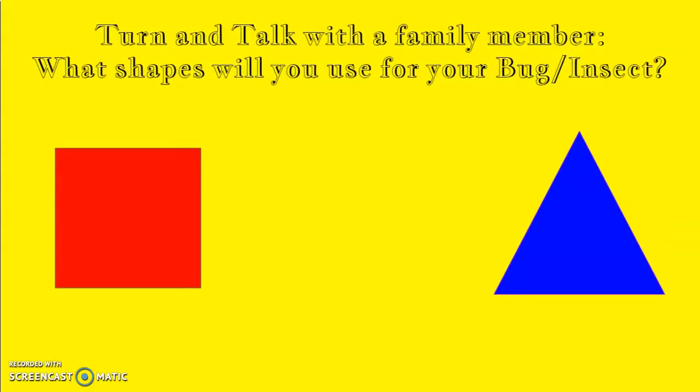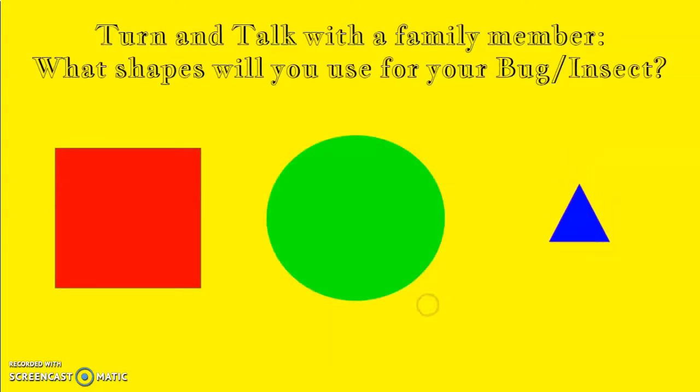Now it's time to turn and talk with a family member. What shapes will you use for your bug or insect? Think about the head, thorax, and abdomen. Will you use a square, circle, triangle, maybe all 3?